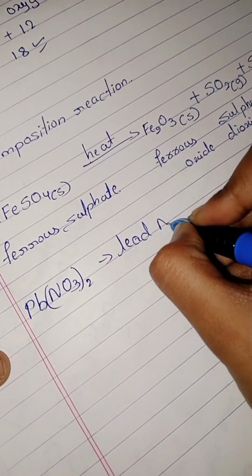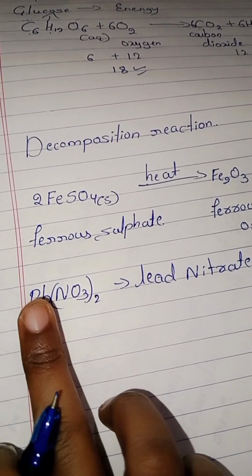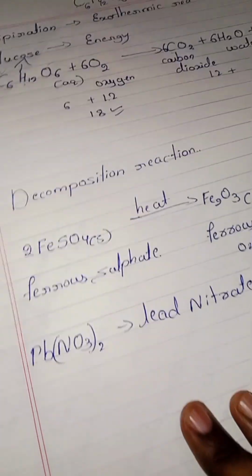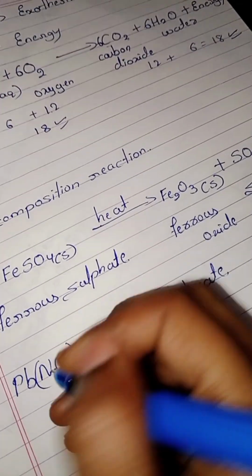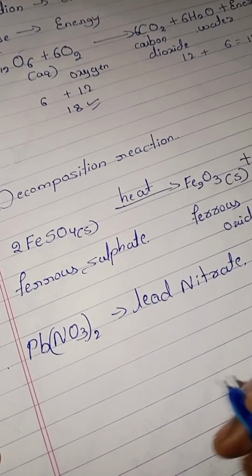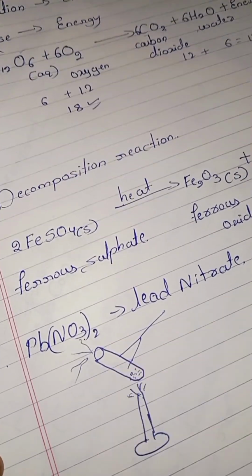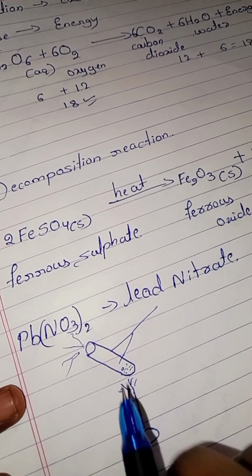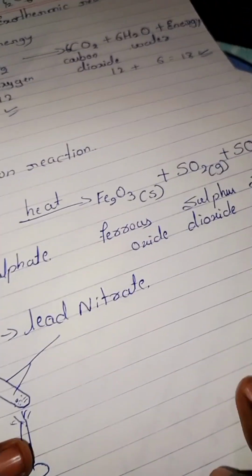So here, a single reactant, lead nitrate, Pb(NO3)2, breaks into lead oxide, nitrogen dioxide as well as oxygen. So this is the reaction. This reactant Pb(NO3)2 we call lead nitrate. Here also we are heating 2 grams of lead nitrate. By this we get to know that there is a chemical reaction carried out in this Pb(NO3)2.